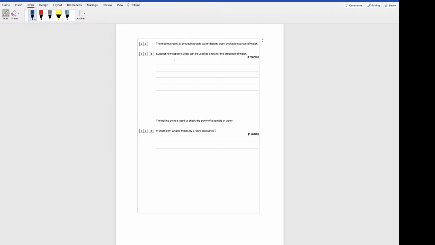So if I add water to copper sulfate, if it doesn't have any already, we call that anhydrous, without water. If I add water to it, then a colour change happens. It turns blue. Copper sulfate without water is white. So how could I test for the presence of water? I would take anhydrous copper sulfate and that can be added, and if the water is present, it will turn blue.